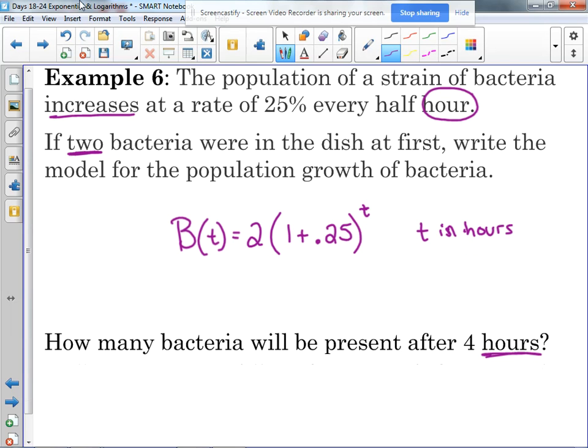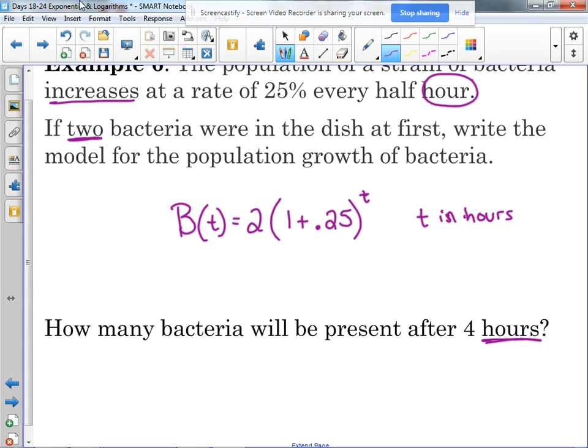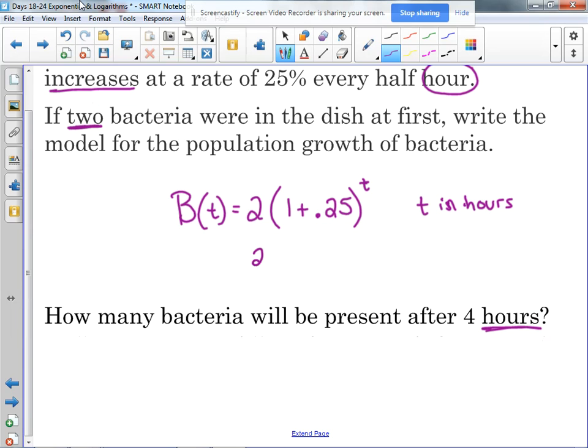Okay, so that's the model. A lot of times, though, you will see that they will add the 1 and the 0.25, so they will condense that to 1.25. Just be aware of that. It's the same thing. It's just adding those 2 numbers together. How many bacteria will be present after 4 hours?